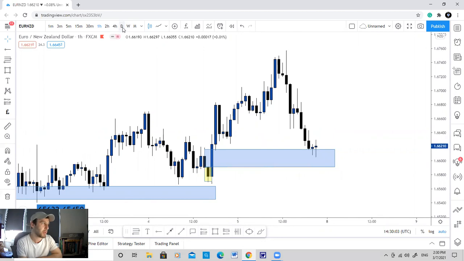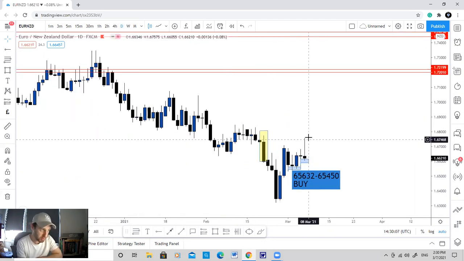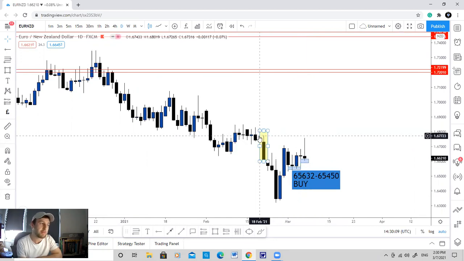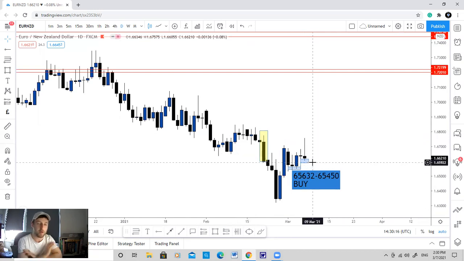However, when you step onto a higher time frame, it now looks like this daily candle, this piece of price action, shot up and tapped into this blue candle here, which would then give the signal for this to start dropping lower, which would then make my buy move completely wrong.